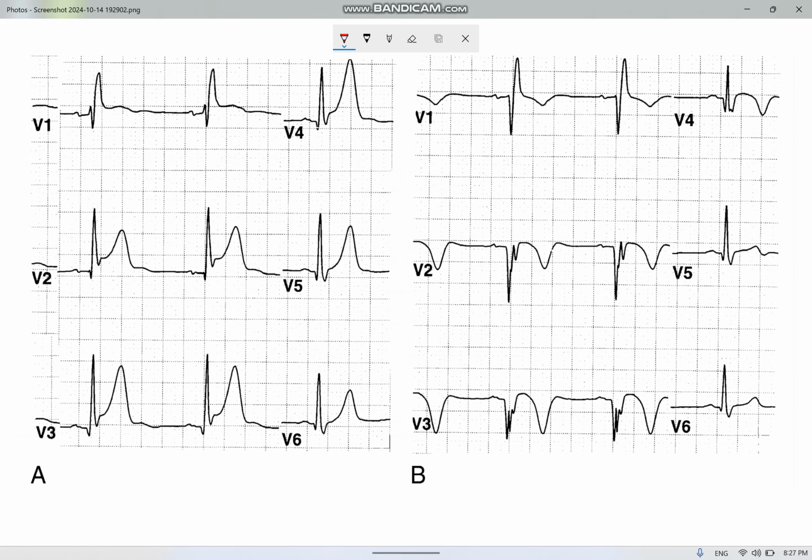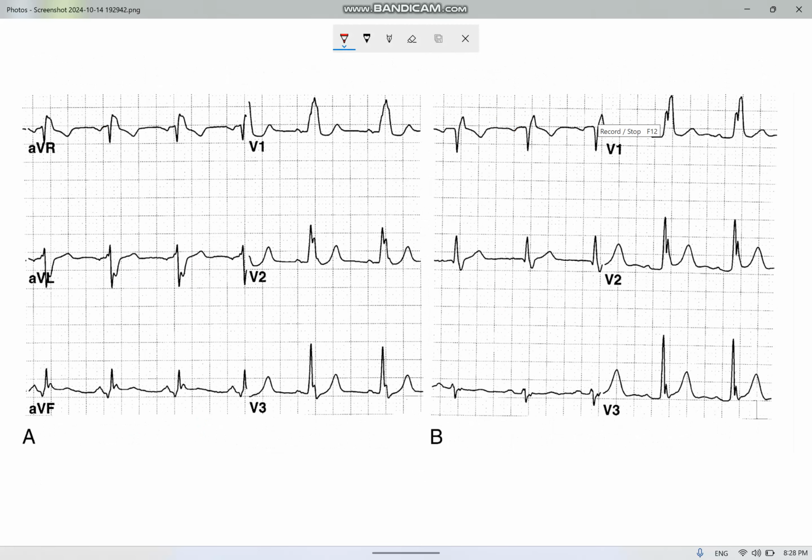Here you see ST segment elevation and markedly upright T waves in all precordial leads. Also, Q wave formation is initiated, and after some hours, you see the typical evolution of the MI pattern and Q wave formation on the right.